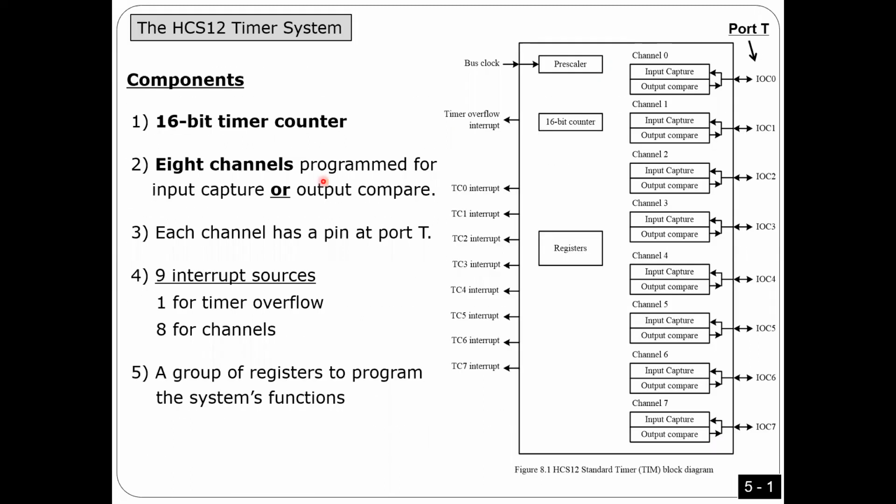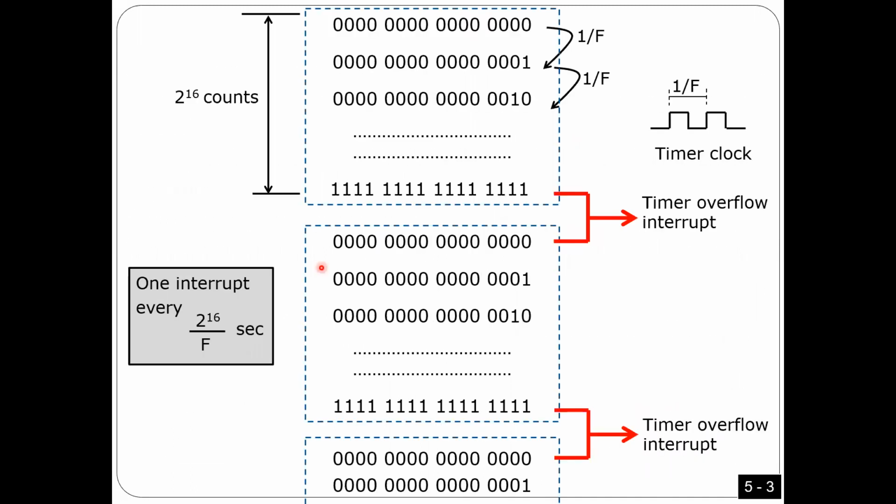Let's start with the counter. I told you we have a 16-bit counter. So what is this counter doing? And also, please don't be confused. We have 8 channels, but we have only one counter for all of them. So we don't have 8 counters. We have only one, right? This one is used for all of them. Okay. So let's see what this counter is doing.